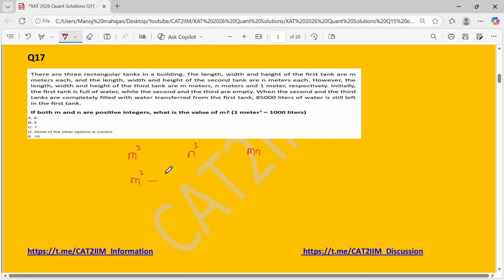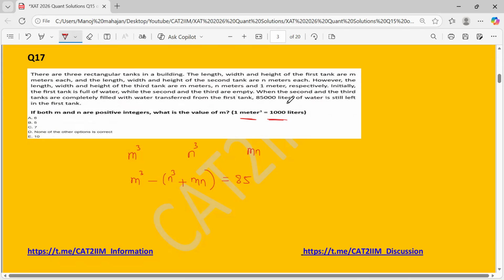M cube, if I do the difference of these volumes, right? So M cube is for the first one and the sum of N cube plus Mn for the second and third. So this difference, I guess they are trying to say it is nothing but 85,000 liters. Now remember that units again they have tested out here. So both M and N are positive integers. What is the value of M they are asking? And 1 meter cube they have given as 1,000 liters out here.